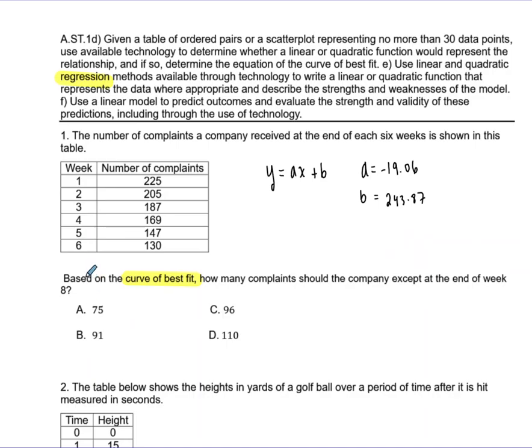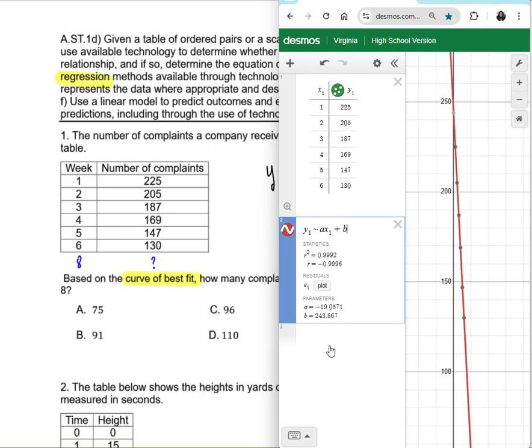Let me read the question again. It says, based on the curve of best fit, how many complaints should the company expect at the end of 8 weeks? Well, we're looking at 8 here, and we want to know how many complaints they can expect at the end of 8 weeks.